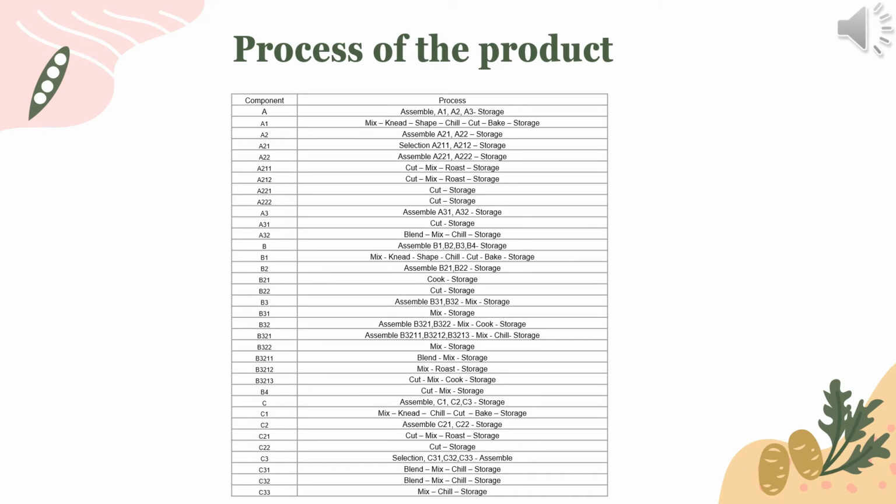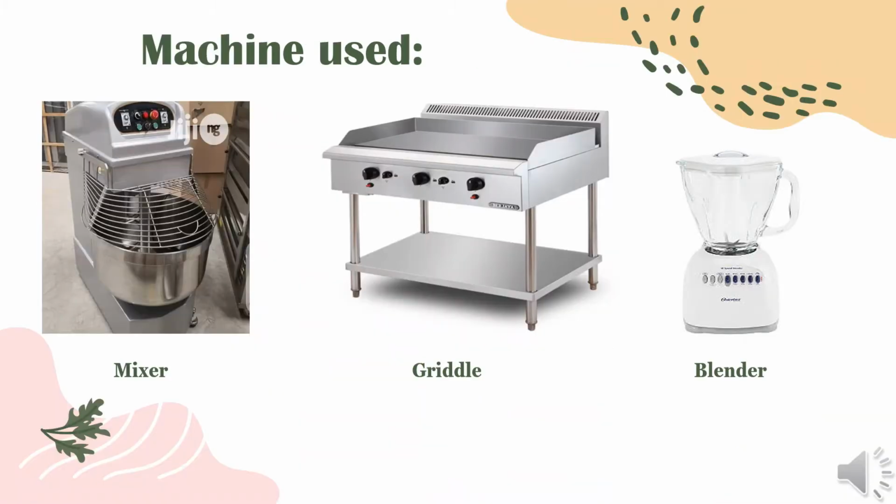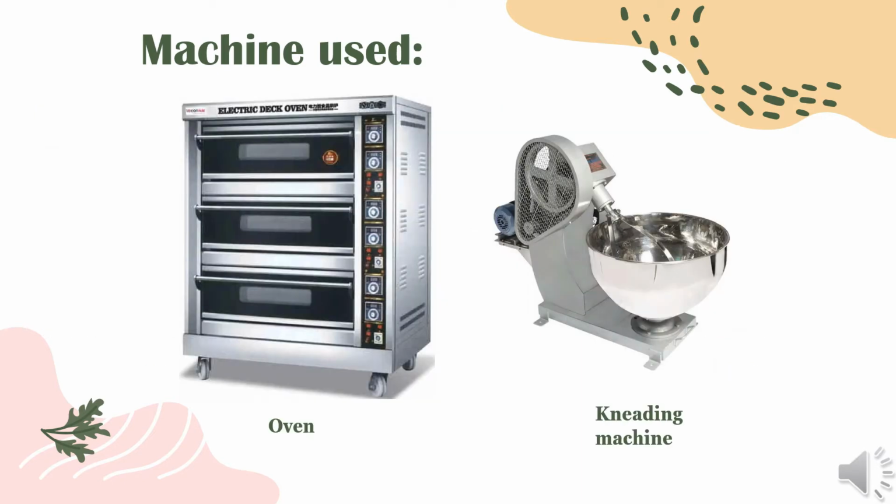The process of the product is displayed in the table, where we combine all the processes involved in the components of each product. And as we can see, there are a few processes that are similar across the products, such as the process of making the bread and the dough for the pizza. These are a few machines that we use, such as the mixer, griddle, and blender, where the blender is used to blend the ingredients of the sauce. We also use an oven for the pizza and the bread, and then there is also a kneading machine for making the dough and the bread.